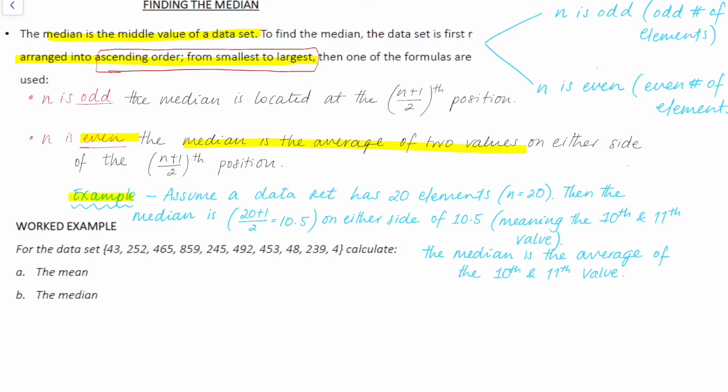I've put here an example that goes through that definition in words. Let's assume that a data set has 20 elements. So in this example, n is equal to 20. Then the median is going to be found by first doing (n + 1) divided by 2, so we end up with 10.5. On either side of 10.5 means that we're going to be looking for the median between the 10th value and the 11th value. The median is then the average of the 10th and 11th value. So you'll take those two values together, divide that by 2, and that will be your median.